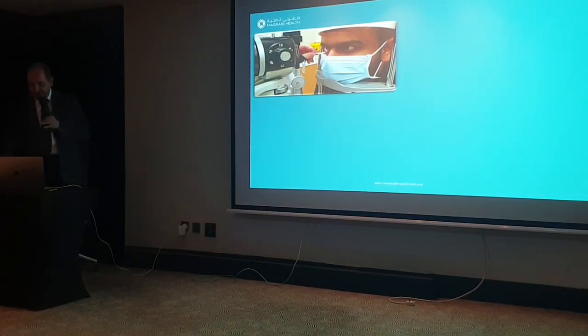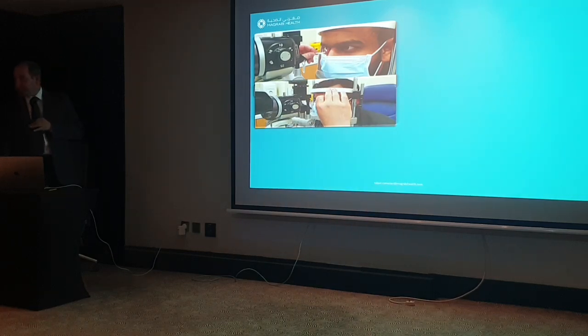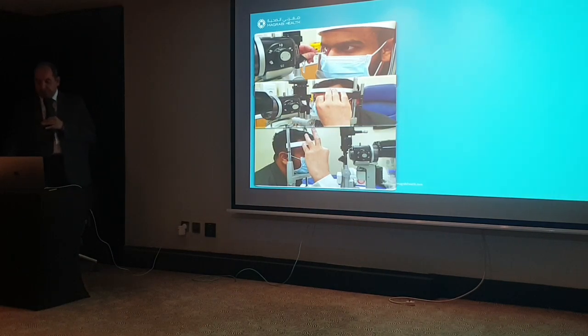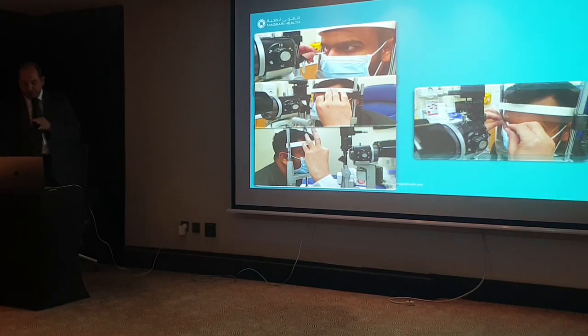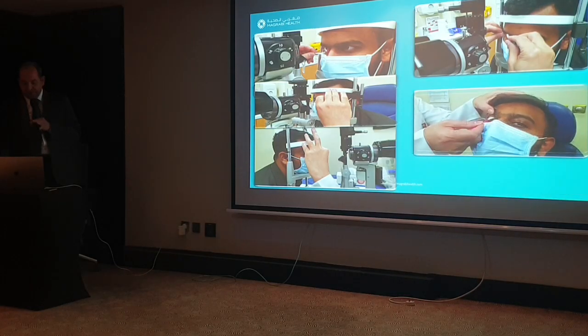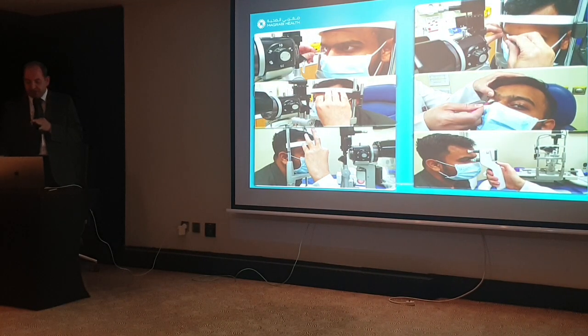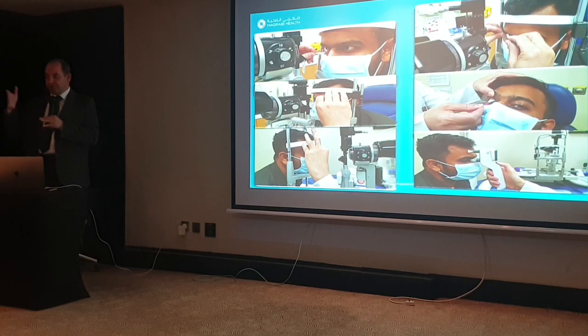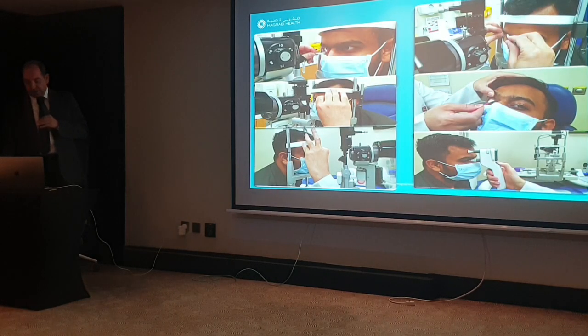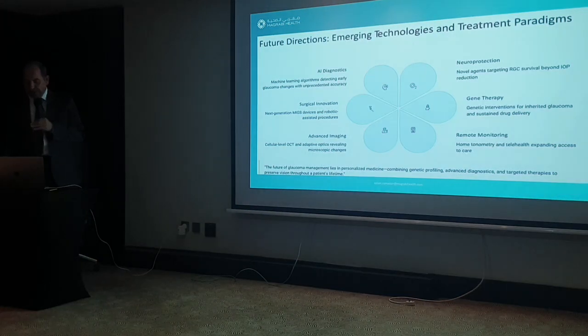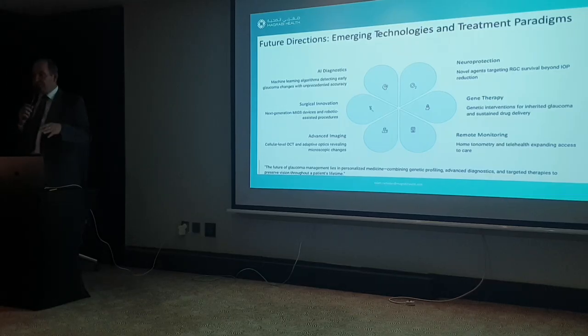Just a reminder, this is our wave examination. Use the cotton bud for touching the patient, not our fingers, and there is no need to use gloves. The BCL with the micro sponge, and use the Tonopen or iCare for the IOP measurement. There is a lot of features for glaucoma management and diagnosis with AI.